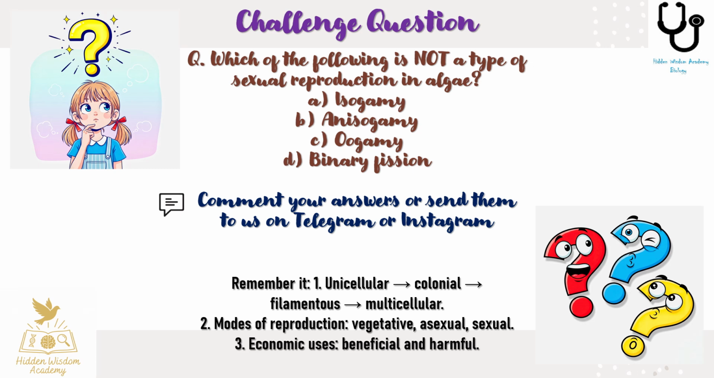Here's a challenge question for today. Which of the following is not a type of sexual reproduction in algae? Is it option A, isogamy? Is it option B, anisogamy? Is it option C, oogamy? Or is it option D, binary fission?